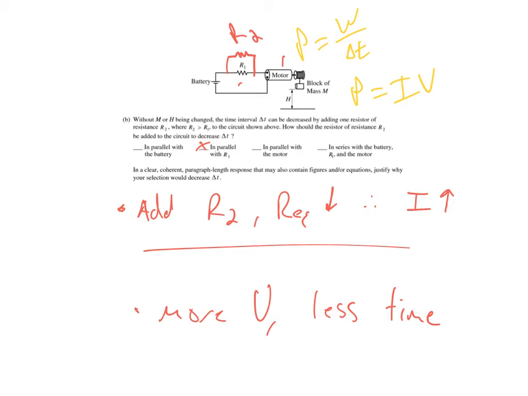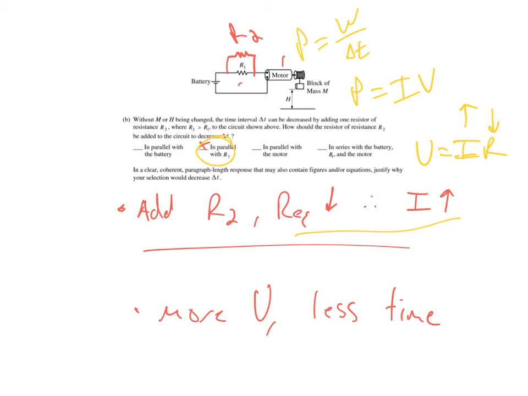So if I check the box that says in parallel with R1, the second point is for the correct assertion that current increases as the resistance of the circuit decreases. So I said that already, right? I said that right here. And that comes from Ohm's law. If the voltage stays the same and the resistance goes down, that means that the current must go up.